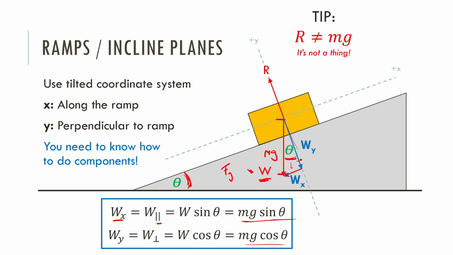And remember, notice here is a great example of where the normal force does not equal the weight of the thing. That's not a thing. That's not a rule. It happens a lot, so you get used to it and get kind of sloppy. But don't assume R equals the weight. It's definitely not the case here, right?